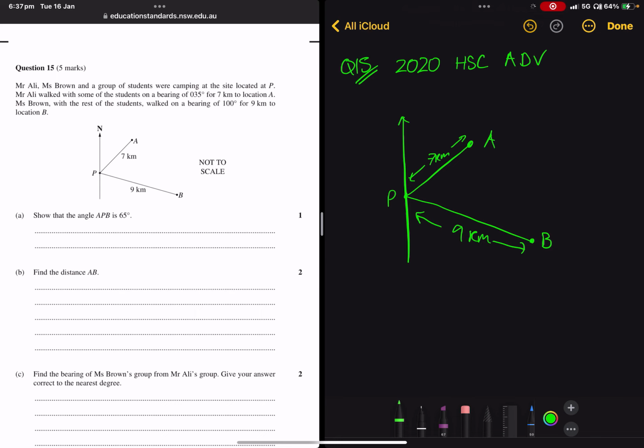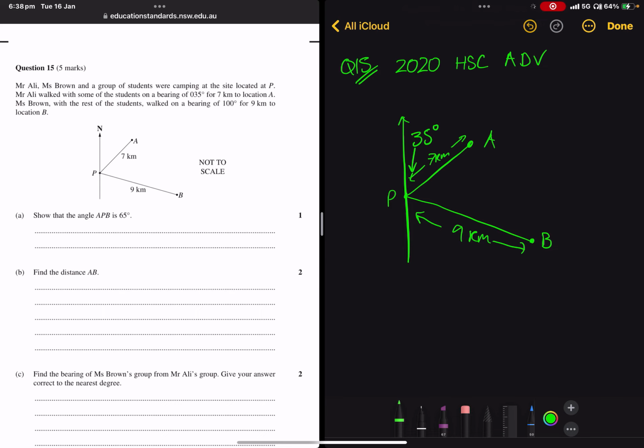So Mr. Ali, Miss Brown, and a group of students are camping at the site located at P. So these people are starting at point P, this center point. Miss Ali walked with some of the students on a bearing of 35 degrees for 7 kilometers to location A. Okay, so immediately we have information. The bearing is the angle from north clockwise. So this angle in here has to be 35 degrees.